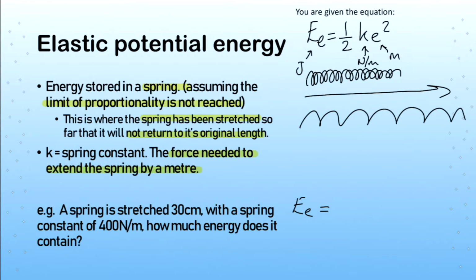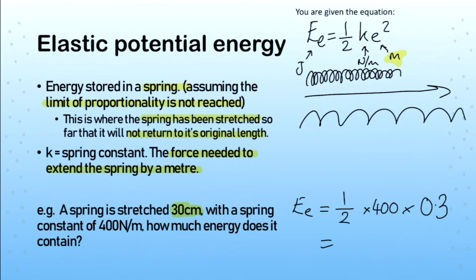So if we substitute those values into our equation, we get half times the spring constant, which is 400, times the extension, which is in centimeters. So we need to convert that into meters to match our equation here. You must have it in the right unit. So 30 centimeters in meters is 0.3 meters.